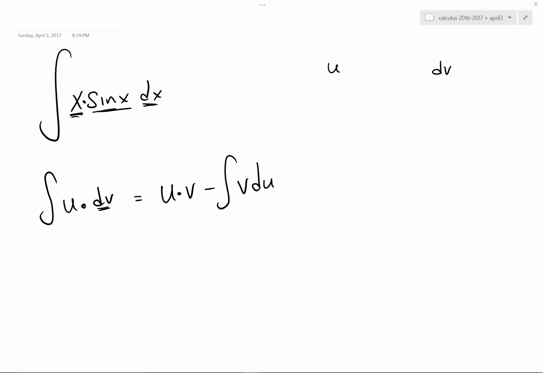And it's just a simple little recipe. That's all we got to do. Well, once you find u, then obviously du is pretty straightforward. You just take the derivative to get to here. And if you know dv, all you do is take the antiderivative to get to v. And then again, it's just u times v minus the antiderivative of v times du.